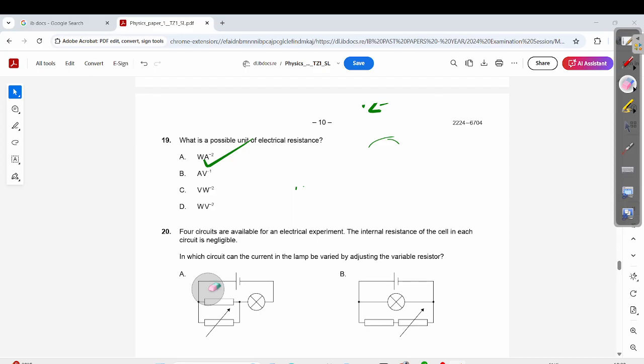Four circuits are available for an electrical experiment. The internal resistance of the cell in each circuit is negligible. In which circuit can the current in the lamp be varied by adjusting the variable resistor? So in which circuit can it be?